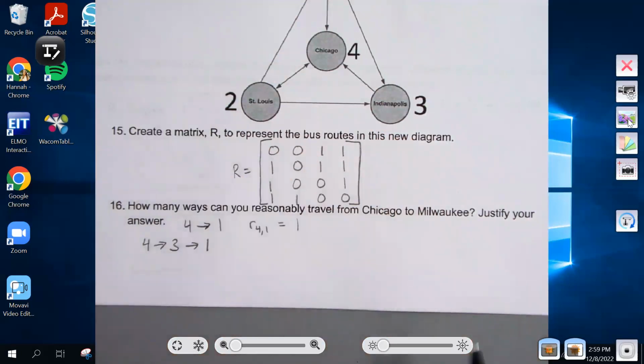Do we have to drop the numbers? I kind of just wrote like a word. Yeah, that's fine. Any way you want to justify your answer.